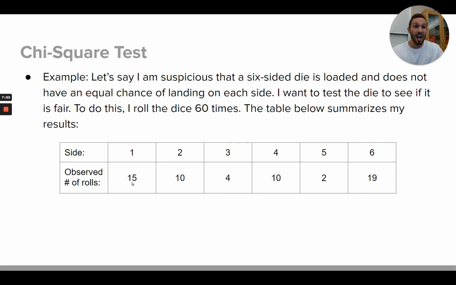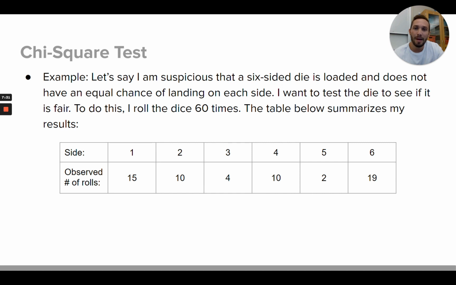Okay, here's what I observed when I rolled it 60 times. Here's how many times it landed on a 1, a 2, a 3, a 4, a 5, and a 6. You can see it hardly ever landed on a 3, and very often landed on a 6, and it also landed very little on a 5, it looks like. So when you look at this data, the big question becomes, okay, would this data support that the dice had an equal chance of landing on each side?